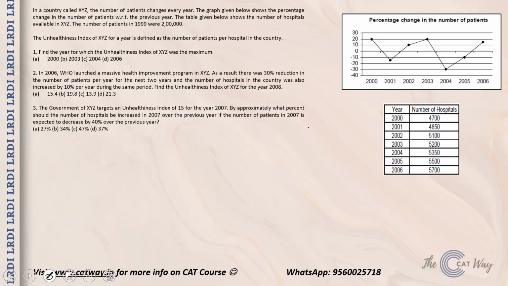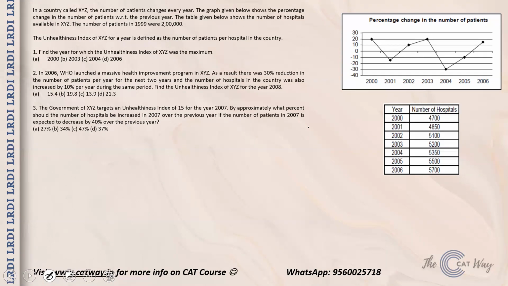So guys, the set seems easy. Let's move to the questions. The first one is: find the year in which the unhealthiness index of XYZ was maximum. So the unhealthiness index has to be maximum. The first option is 2000.